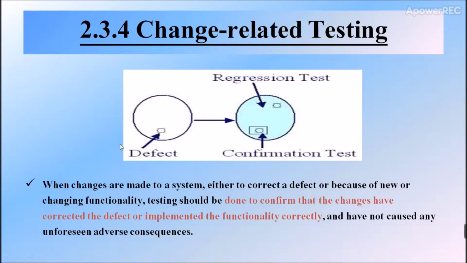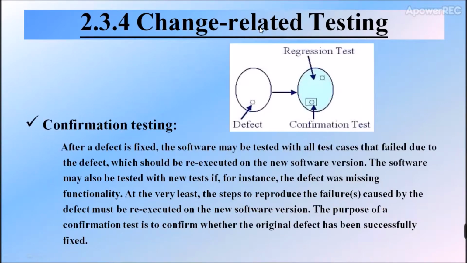The last type of testing is change related testing. Change related testing is done when changes are made to our system. In this type of testing, we test to confirm that the changes corrected the defect or implemented the functionality correctly, and also that it did not cause any unforeseen or new defect in our system. In change related testing, we have two types: confirmation testing and regression testing.